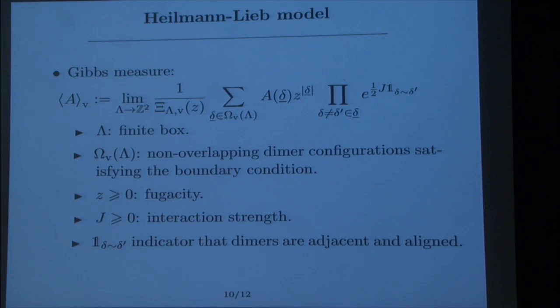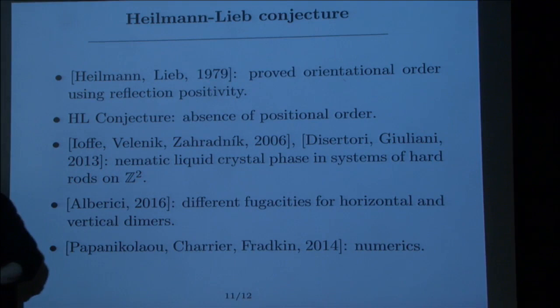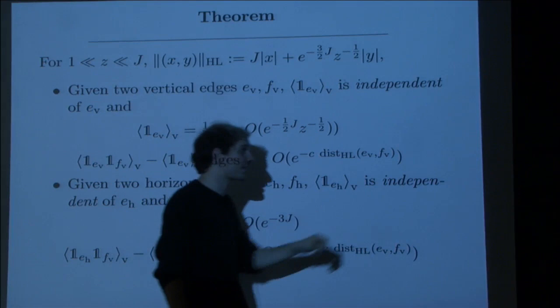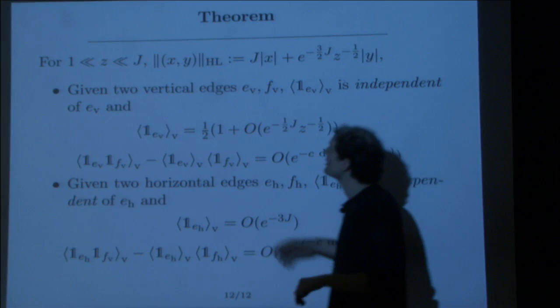And what is the result? I'm going to skip some of these. OK, the result is that in this regime, this is a high fugacity regime. So I look at z large. That means that the activity is large. So I'm looking at high densities. For technical reasons, I also need to choose this interaction here to be larger than the activity.